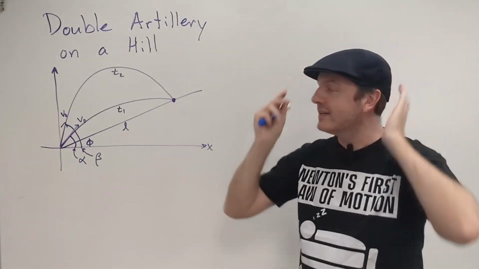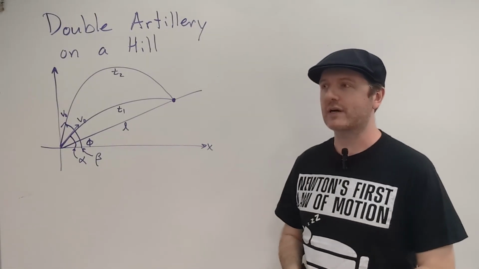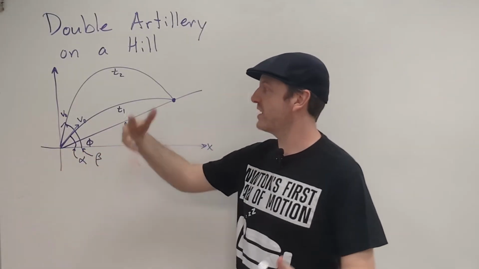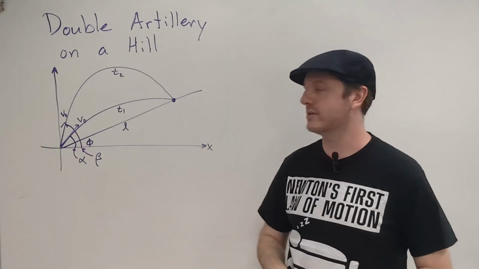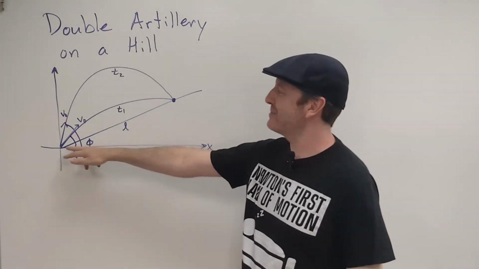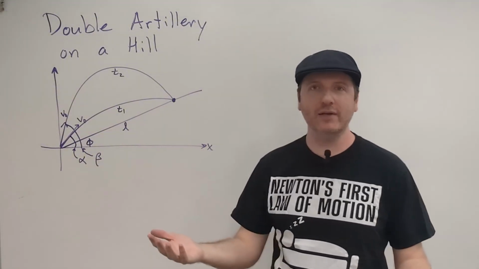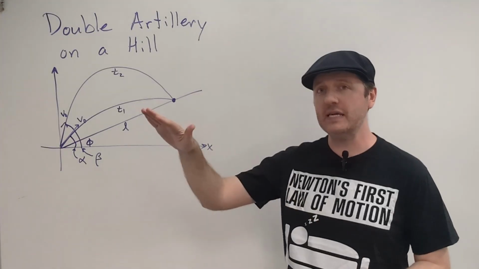Okay, today let's go ahead and try another one of these double artillery problems where we've got some particular projectile launcher. Maybe it's something used to trigger avalanches or something to clear out the snowy slopes. And it's being launched from the foot of this hill.